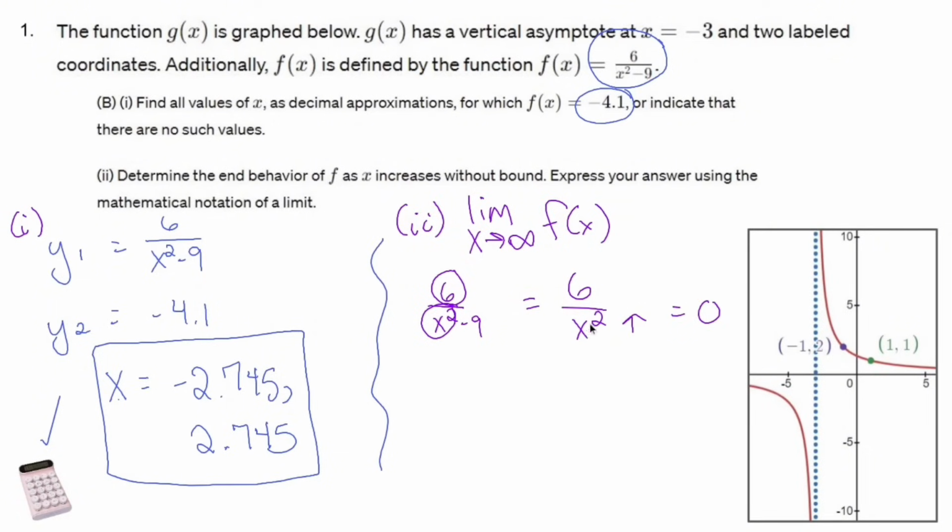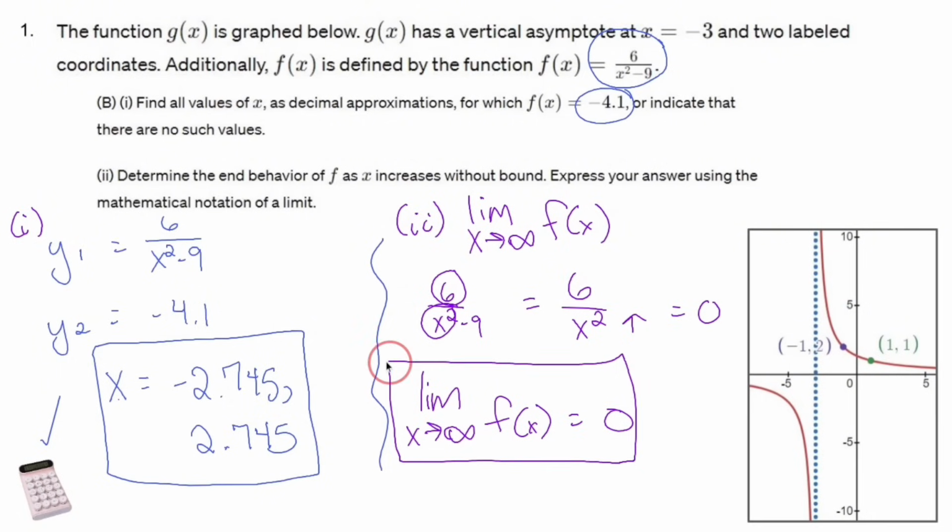That's because if you keep plugging in numbers, like if you plug in 5, you'll get 6 over 25, that's like point something. If I plug in 10, you get 6 over 100, that's 0.06. Plug in 1,000, 10,000, 1,000,000. You're going to get a really, really small number close to 0. It's never going to hit 0, but it's close enough where you can finally say, I give up. The limit as x approaches infinity of f of x is going to equal 0. So that's how you find the end behavior as x increases without bound and express it in limit notation. Isn't that neat?